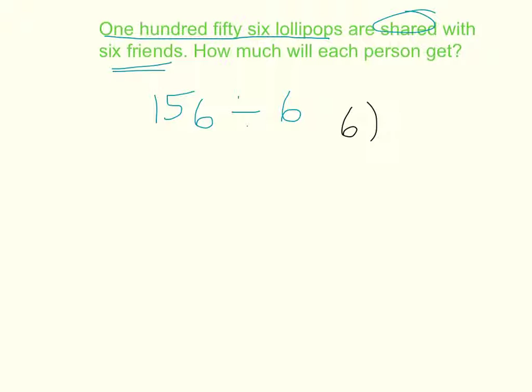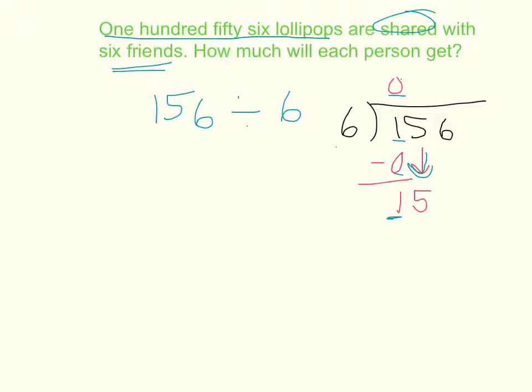So 6 goes into 156. So 6 goes into 1 0 times, sorry. 0 times 6 is 0. I subtract and I get 1. I bring down the 5. So again, I'm sorry, that was too fast. I divided into 1. I multiplied 0 times 6 to get 0. I subtracted to get 1 and brought down the 5. Now I'm going to repeat the process.